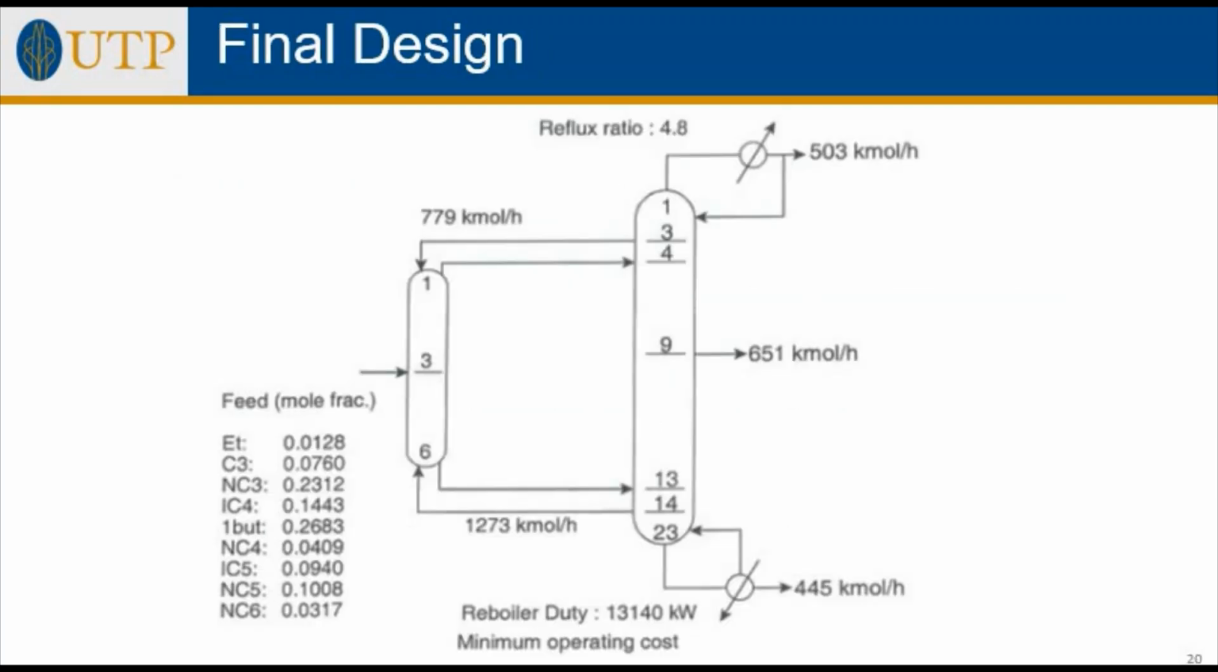After the calculations or simulations, this slide shows the final design of separation of this mixture. This arrangement is a Petlyuk column, which contains the top product, bottom product, as well as the middle product. The reboiler duty is 13,000 kilowatts with a reflux ratio of 4.8.